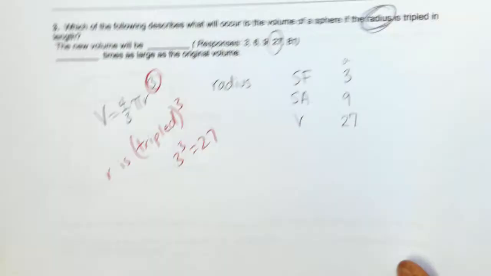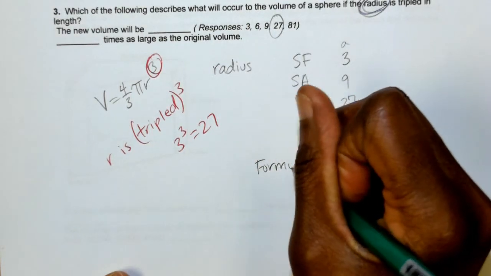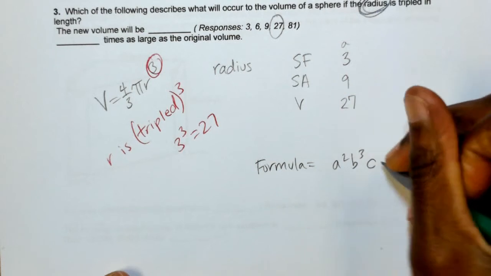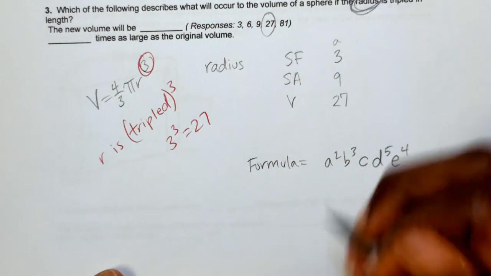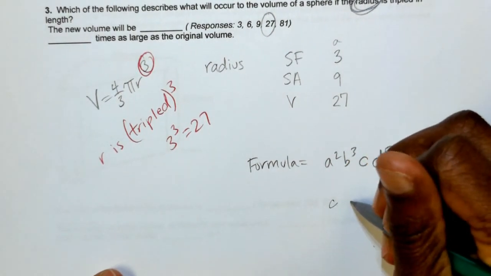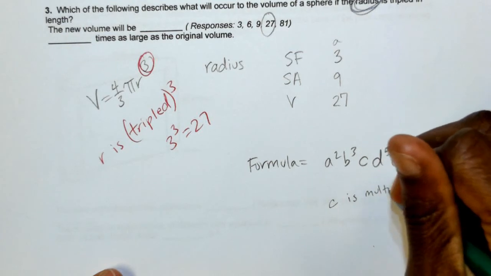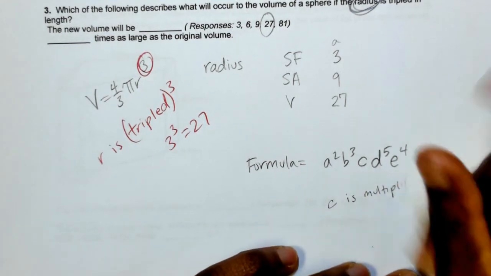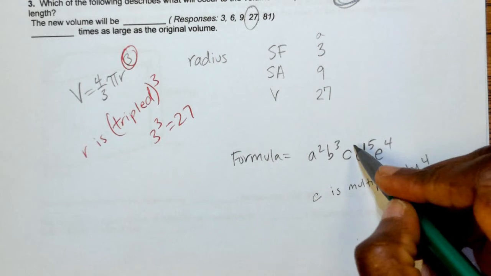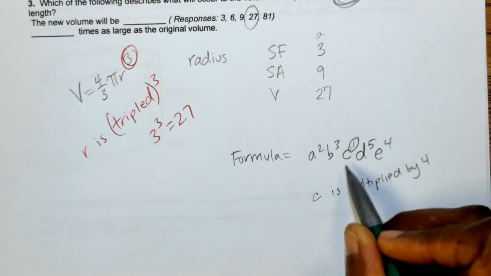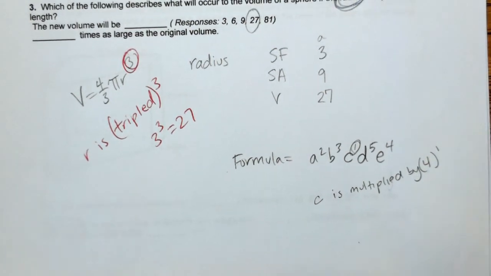All right, just to make sure you understood that kind of concept, I did do a couple of examples. So let's say you just had a generic formula. Let's say formula equals a squared b cubed c d to the 5th e to the 4th. If they told us, for instance, that c is multiplied by 4 and asked us what's the effect on the formula, well, in the formula, c is raised to the understood first power, so that would just make the whole formula 4 times bigger. So you would be raising 4 to the first power. It's just 4 basically.